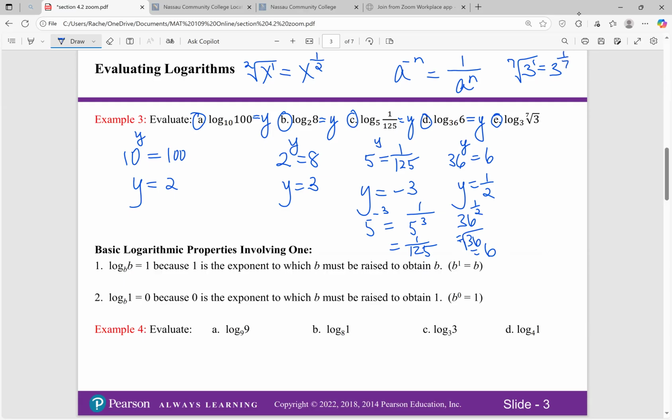So really what we're trying to figure out is base 3 to the y has to give me the 7th root of 3, right? But another way to write the 7th root of 3, we said, is 3 to the 1/7. So what does y have to be such that 3 to the y equals 3 to the 1/7? Well, it has to be 1/7, right? Y is equal to 1/7.